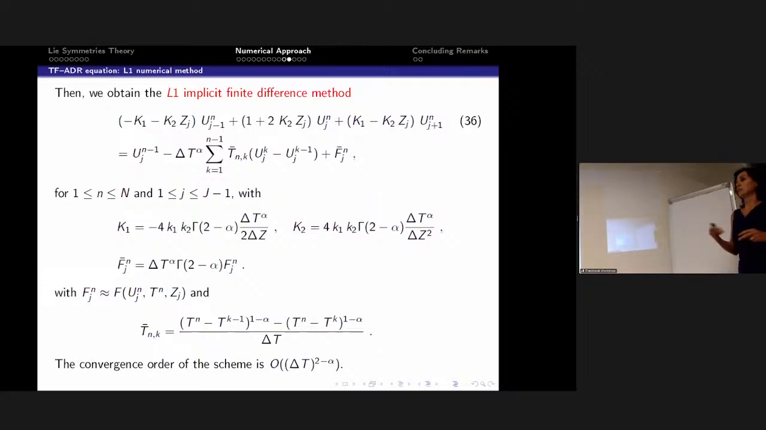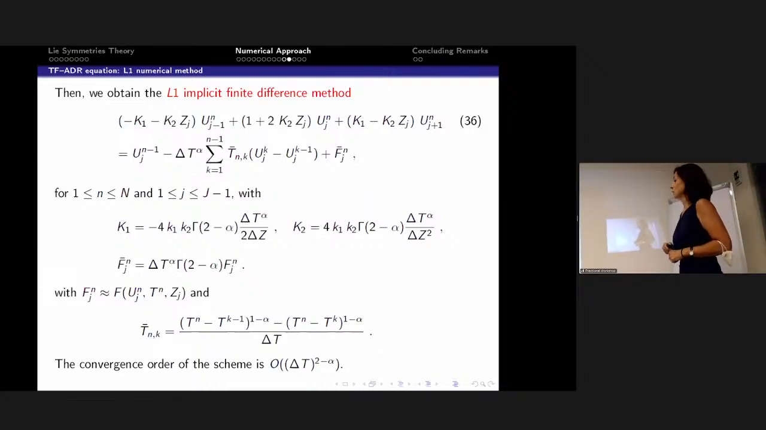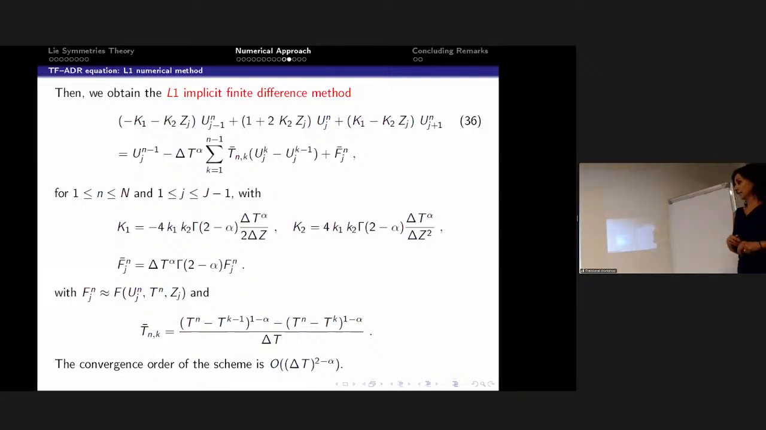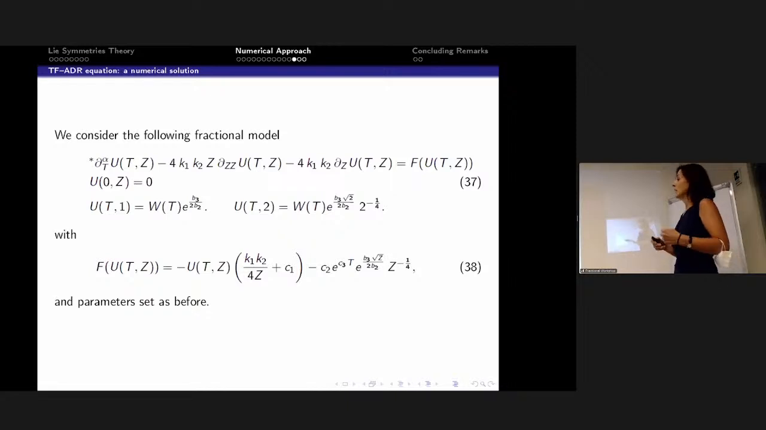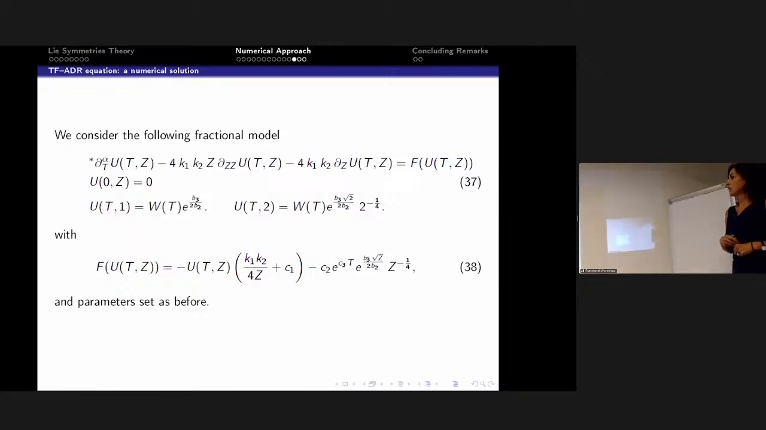This method is implicit and conditionally stable, and note that the order of convergence in this case is equal to 2 minus alpha in time direction and equal to 2 in x direction. In order to perform a comparison between this model and the numerical results obtained before, we consider the model as reported in this slide, and note that the parameters are set as before.